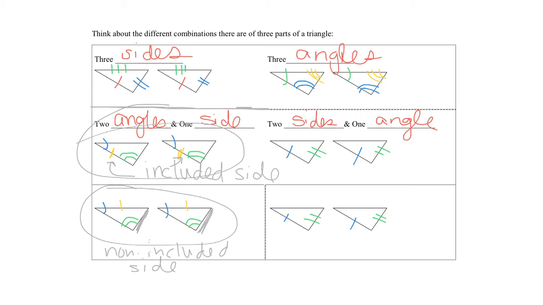And then for the angle, it could either be the included angle, meaning it could be this angle where those sides are physically coming together. And again, we'll label this. This is called an included angle. Or it could be a different angle. Let's say we're talking about this angle up here. This would be a non-included angle.